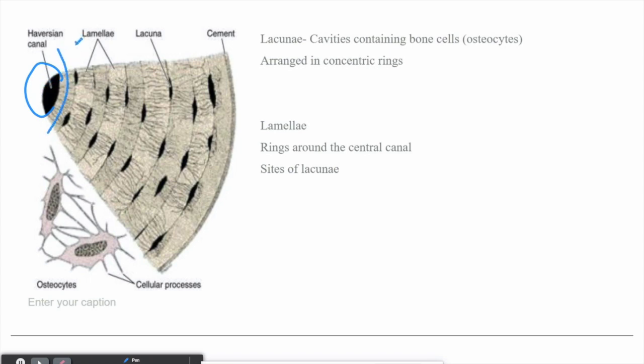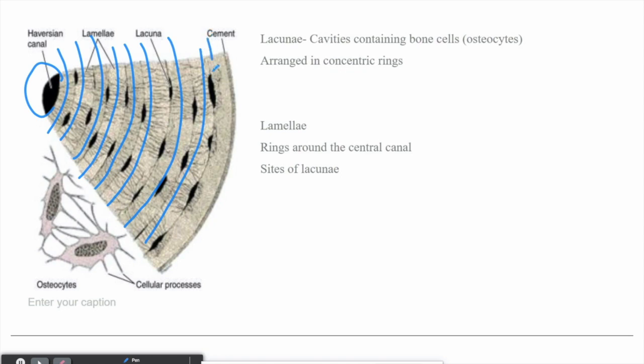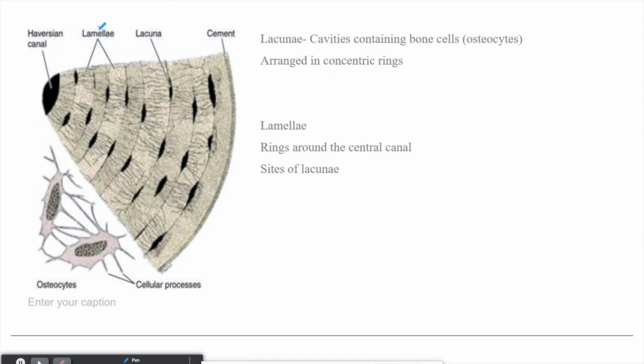Then we see these concentric rings going around the Haversian canal. It's almost like a tree. If you cut through the center of a tree, you see these concentric rings, and you can tell how old the tree is by measuring how many rings it has. These are called lamellae. Each one of these concentric rings is called a lamella. So this is one, 2, 3, 4, 5, 6, 7, 8, 9 in this particular picture. When you grow and your bones get bigger, more lamellae are made. It's not exactly like a tree, but it's very similar.